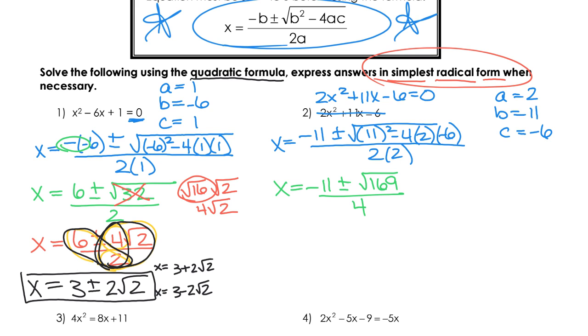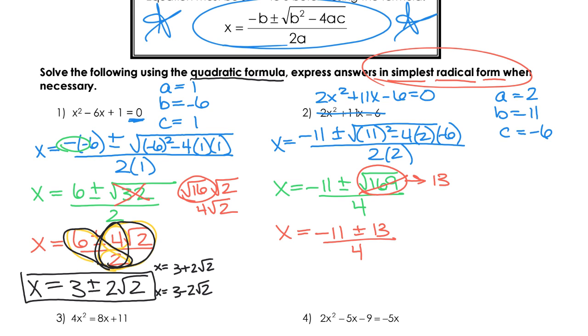Okay, and now we're going to go ahead and clean up the radical. However, the radical actually is a perfect square. Square root of 169 is 13. So I'm going to go ahead and rewrite this and say x equals negative 11 plus or minus 13, not square root of 13, just 13. It's perfect, doesn't need a radical anymore, divided by 4.